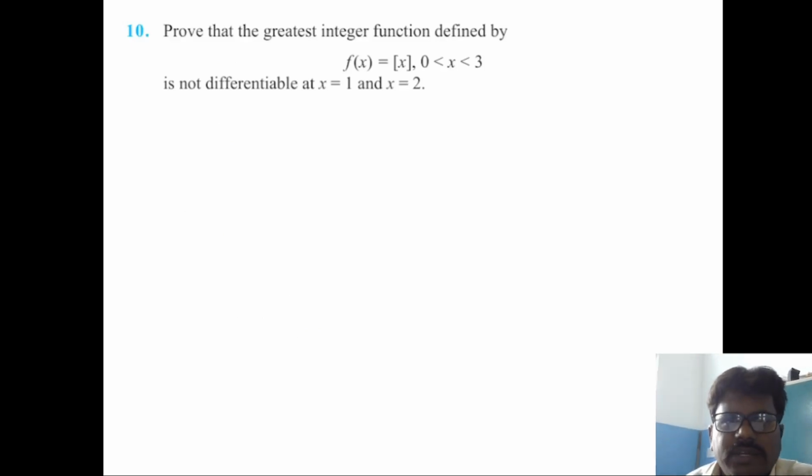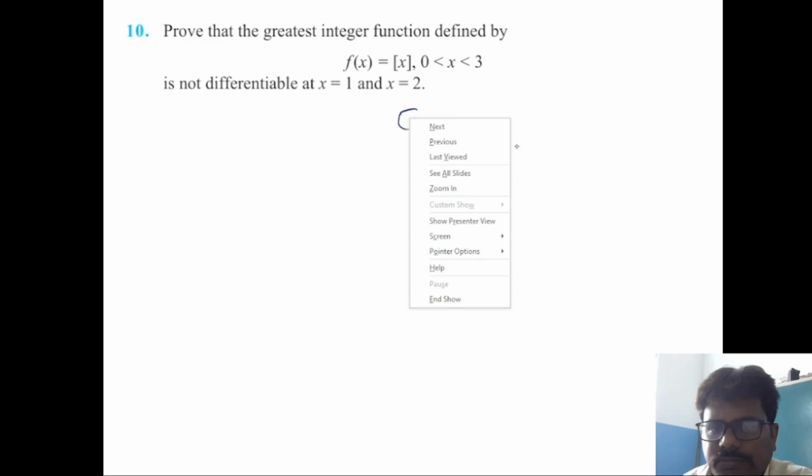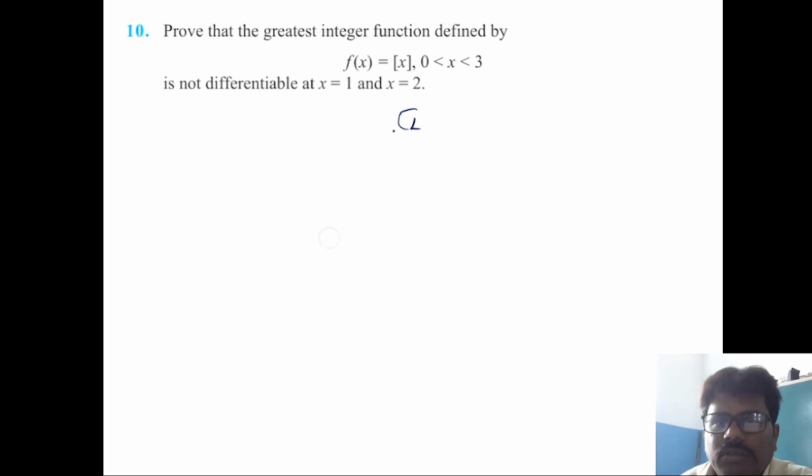Prove that the greatest integer function defined by f of x is equal to the greatest integer function of x, where x is between 0 and 3, is not differentiable at x is equal to 1 and x is equal to 2. So of course, as we know, what the greatest integer function means. Suppose when you are taking at 1 the right hand derivative, of course we are going to check the left hand derivative for this question as well.